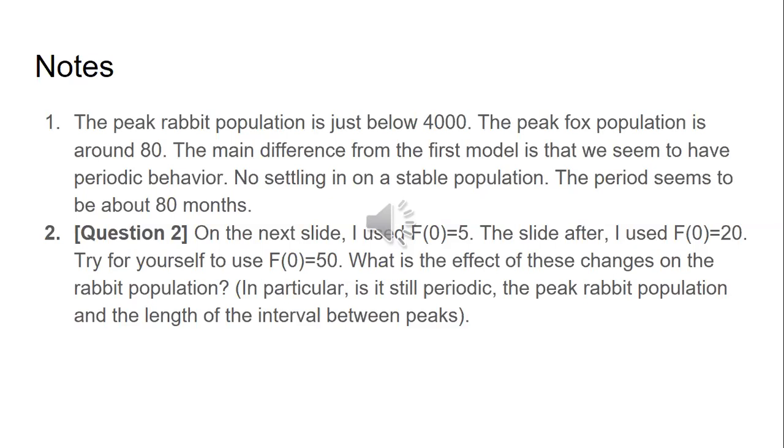Okay, so I want you to repeat what we did on the first model with this. Look at the next two slides, which have initial fox populations of 5 and 20, and then do it for yourself for 50. And again, see what effects different initial fox populations have on the rabbit population. In particular, are we still seeing periodic behavior? What is the peak rabbit population? And what about the period, the length of the interval between those peaks?